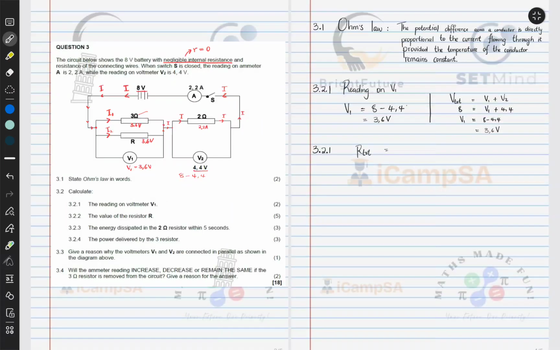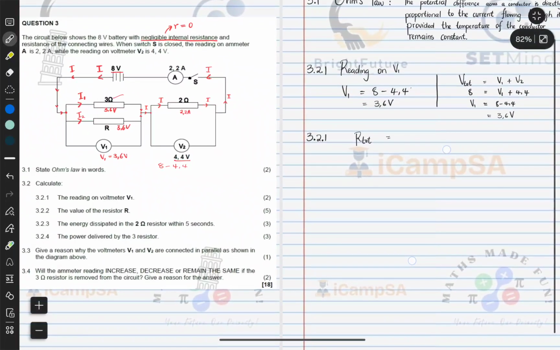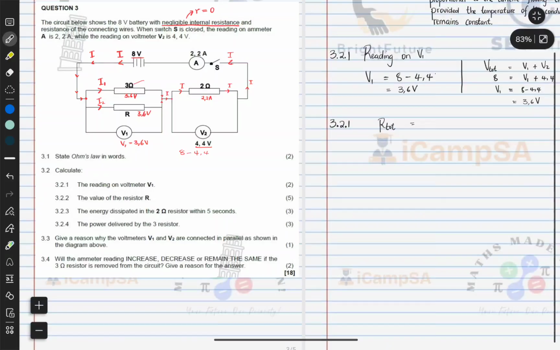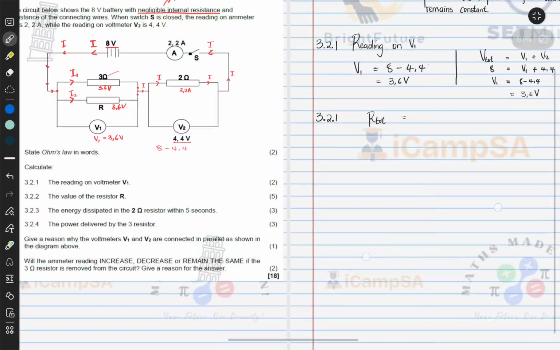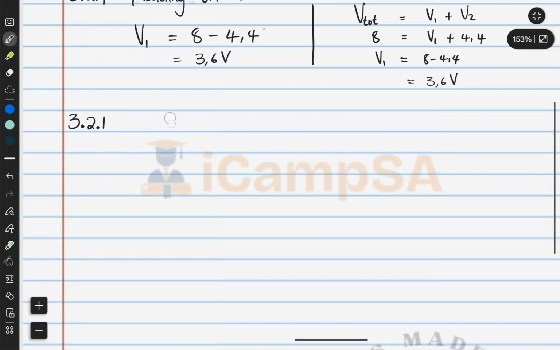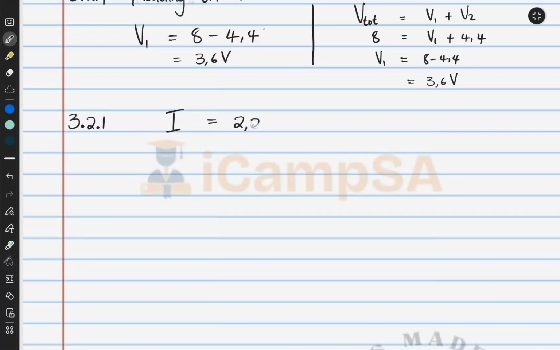Okay. So here you would have pretty much 2 options. Both of them would require you to use mathematics, right? So let's check it out. If you remember, we have the total current, being 2.2 amps, right? This is our total current.